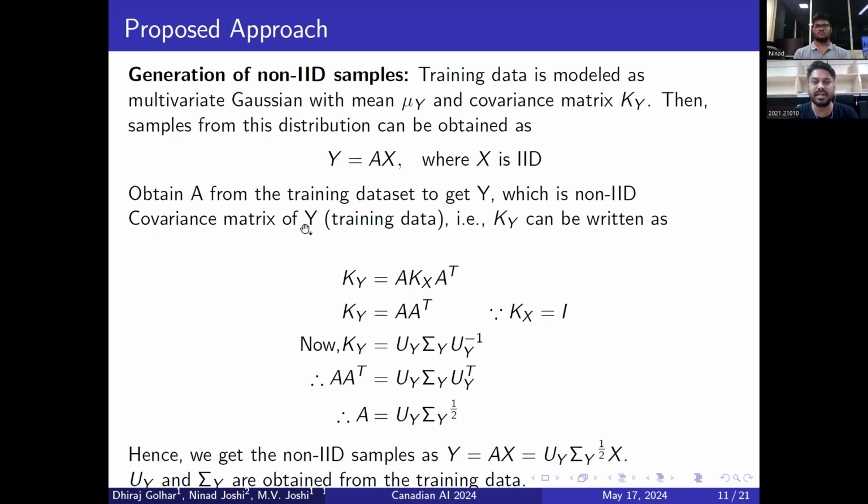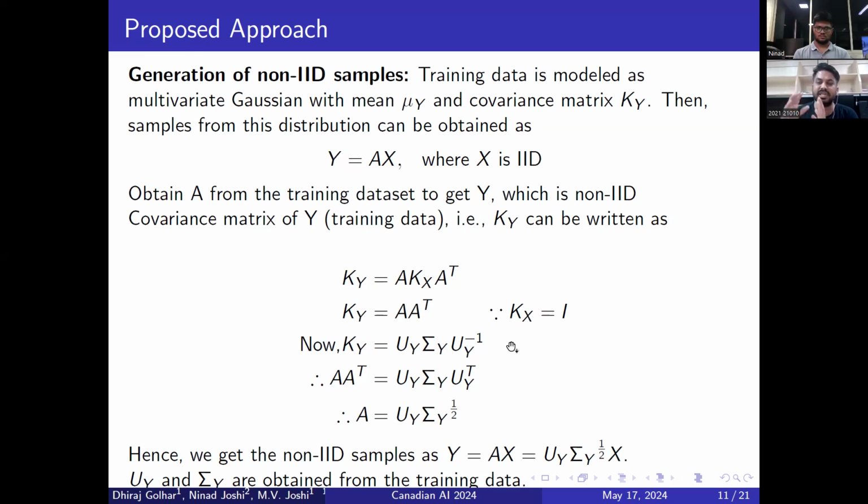So now let's come to that point. Here the covariance matrix of y, that is Ky, can be written as Ky equal to A Kx A transpose. This expression comes from this expression. After that, Ky equal to A into A transpose, because Kx equal to the identity matrix. Now Ky equal to Uy into Sigma y into Uy inverse. This step comes from the training data set.